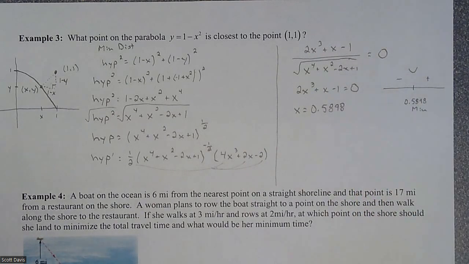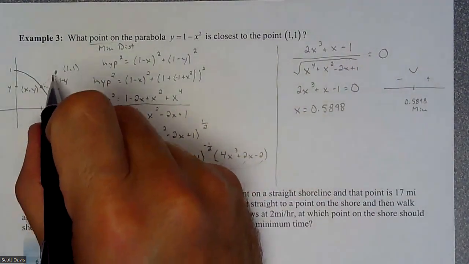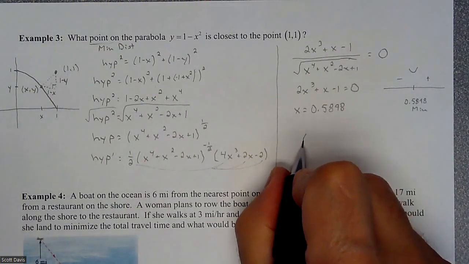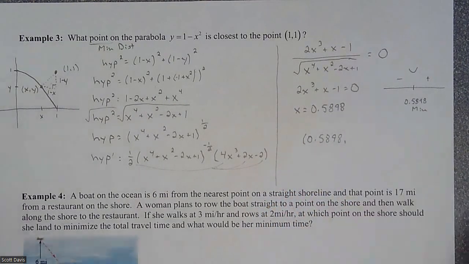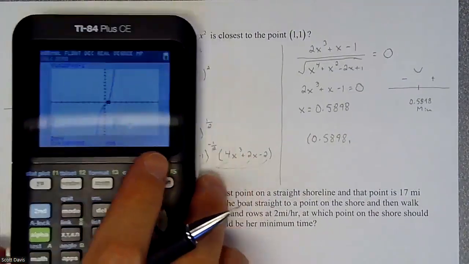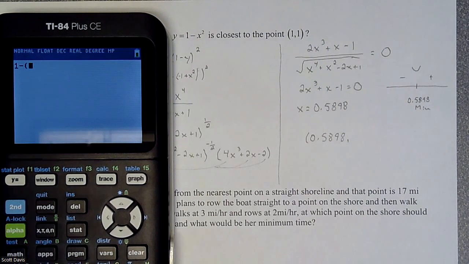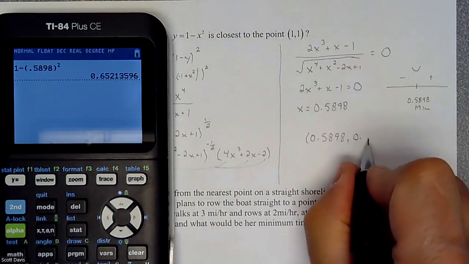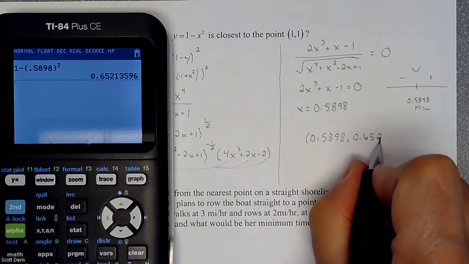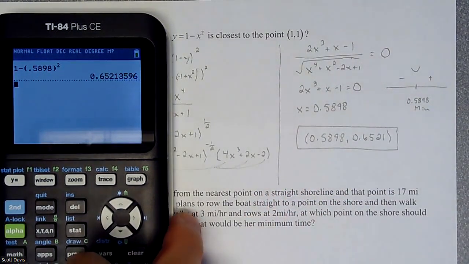So we're looking for the coordinate where we have this closest distance right here. The x value is 0.5898. And then the y value, I don't know, we're going to go back to our equation. So we're going to do 1 minus 0.5898 squared. And that's going to get us 0.6521. And that coordinate is going to be our minimum distance away from the point.